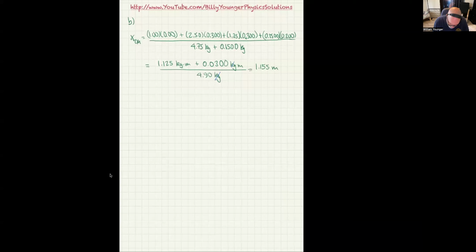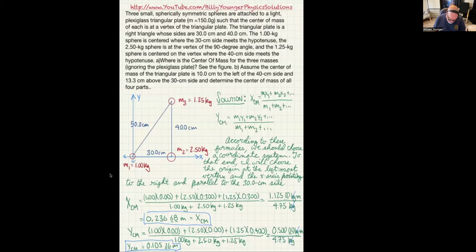1.155 meters, and all of those are sig figs, and all that's divided by 4.90, and that gives me 0.235, and then two extra non-significant digits would be 71 meters. So if we compare what we got to the first time, 0.235 or 0.236 versus the first time was 0.237. So really not a huge difference.